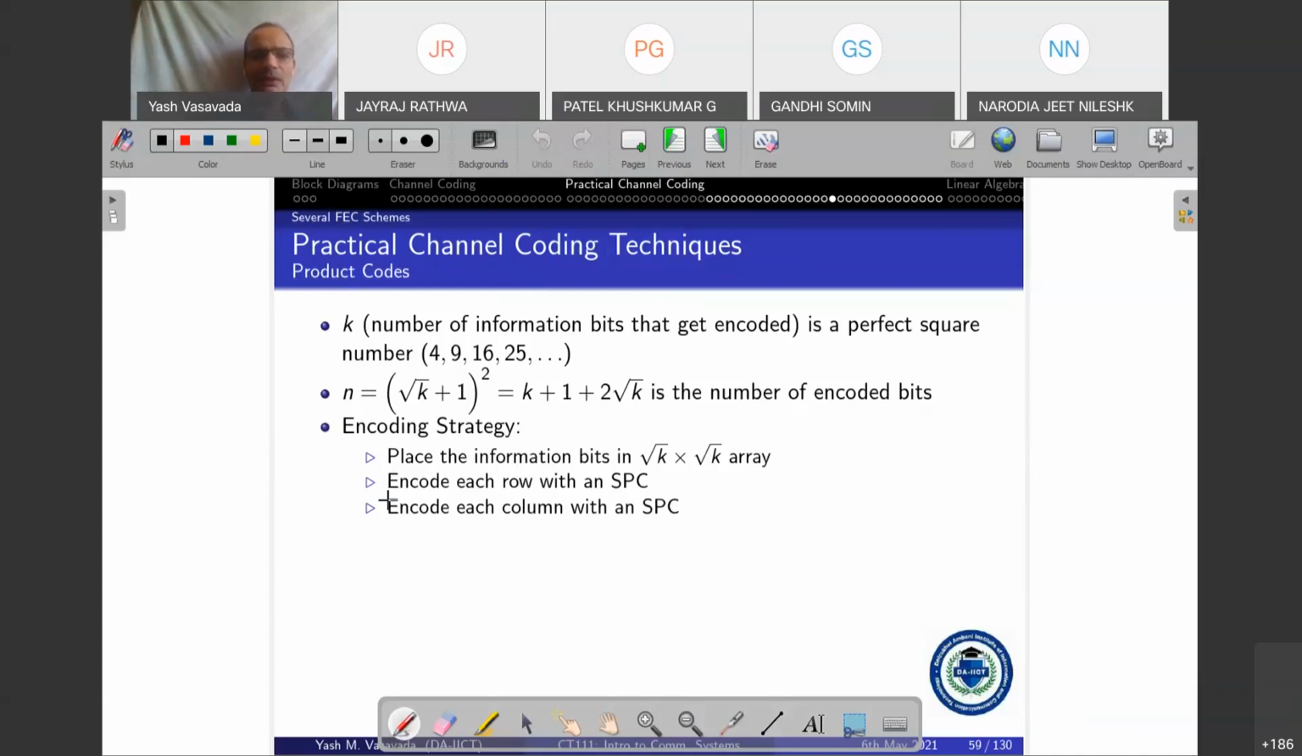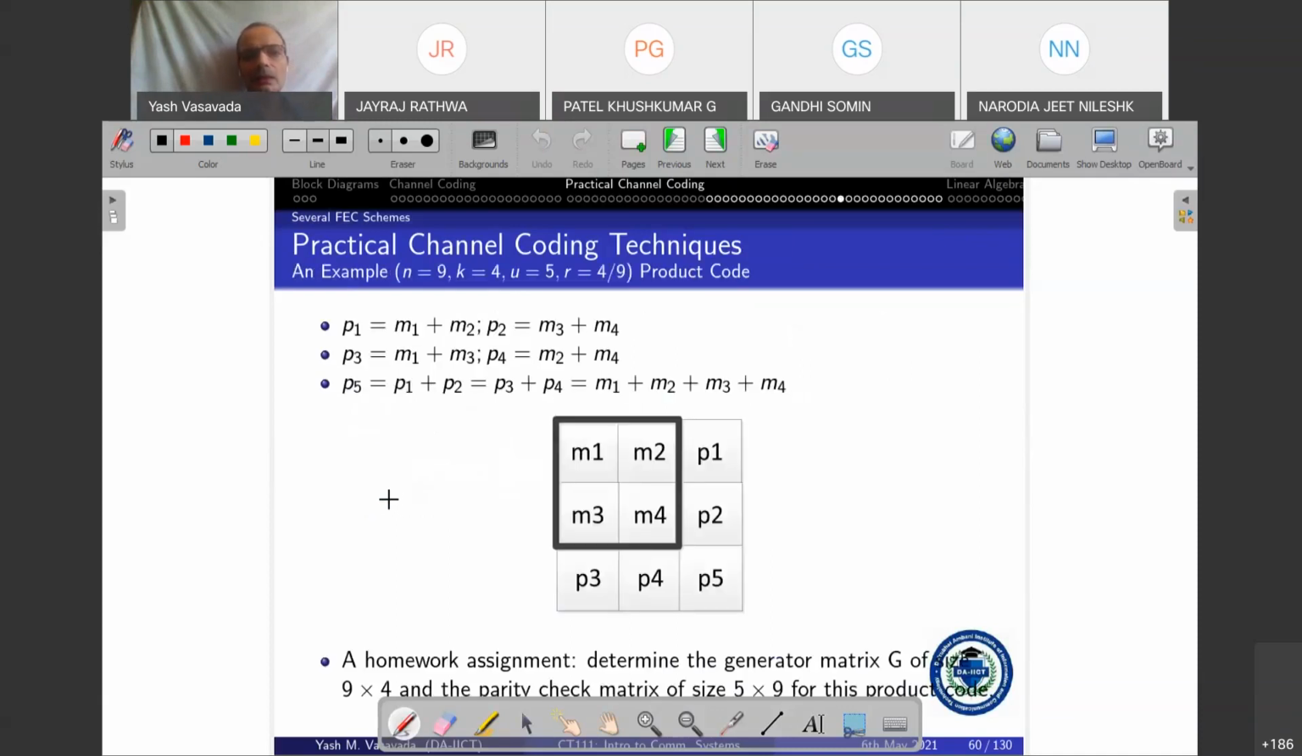So what we do here for the product code is that we take these 4 information bits. For some reason, instead of calling them M0 to M3, here I'll call them M1 to M4. A little bit of notation inconsistency on my part, but please bear with me. So we have 4 information bits and we put them in a square manner. That is why it's called a square parity check code. M1 goes here, M2 goes here, M3, M4. So it became a square.